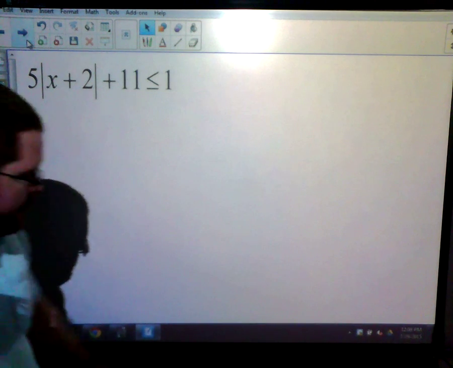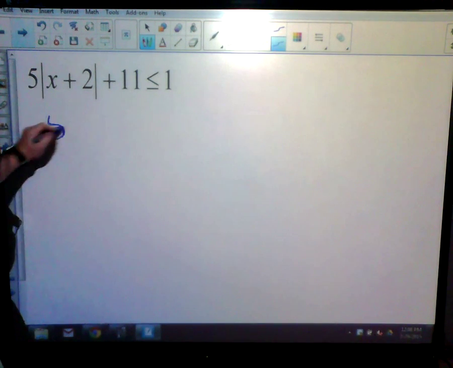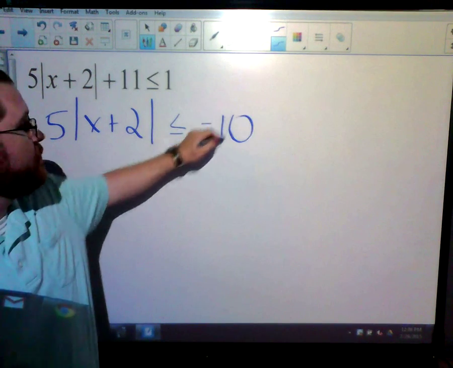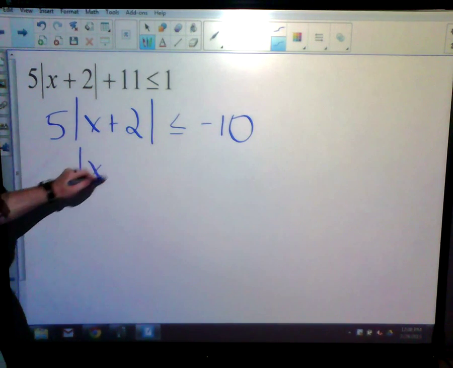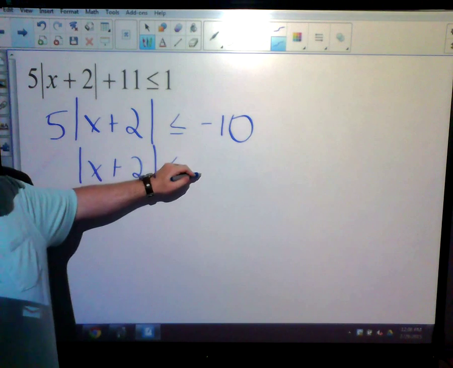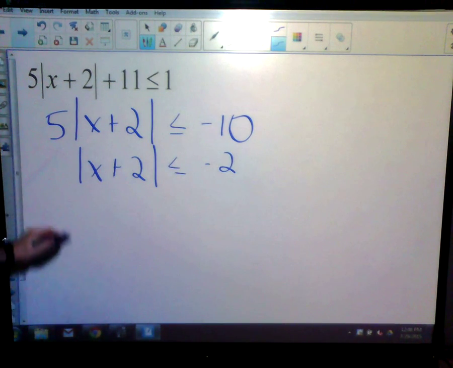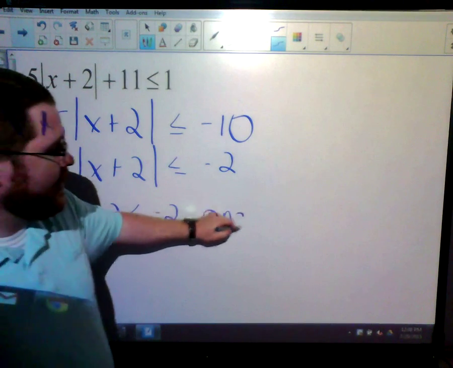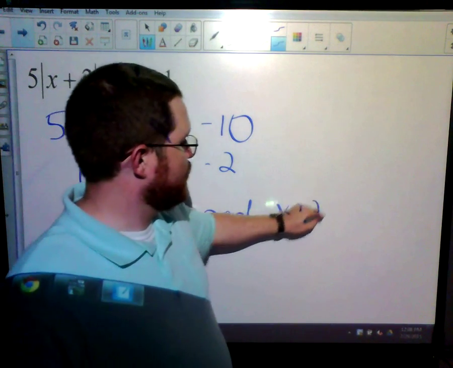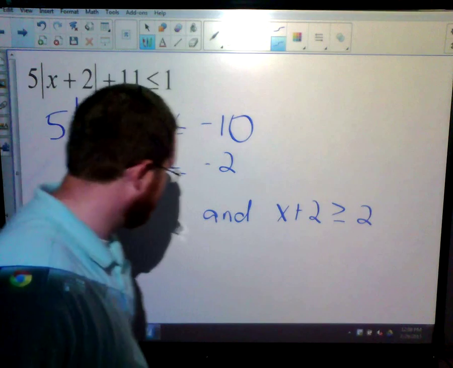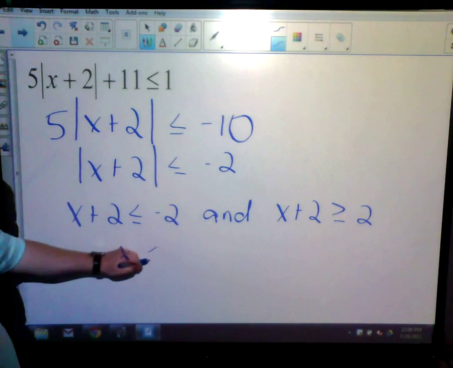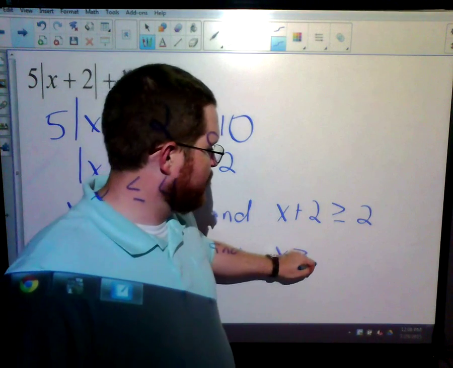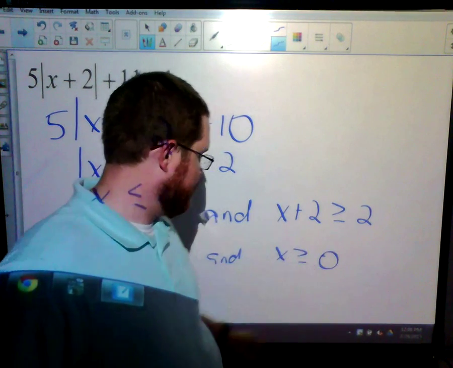Let's try this one. 5, absolute value of x plus 2 is less than or equal to negative 10. So x plus 2 is less than or equal to negative 2. Split your problem. X plus 2 is less than or equal to negative 2. And x plus 2 is greater than or equal to positive 2. That says that x is less than or equal to 4. And x is greater than or equal to 0.